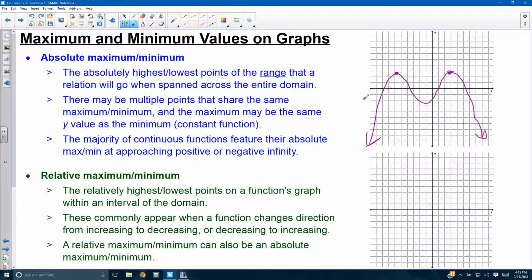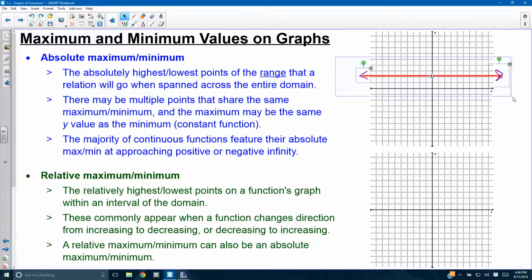The maximum and the minimum might be the same if you're looking at a constant function. So if I take this graph right here and I just go straight across, pretend like this was y equals 2. Your absolute min, y equals 2. They're both the same in that case. The majority of continuous functions feature their absolute maxes and mins at positive or negative infinity. Now, I don't know if that bullet point is necessary to say because that's not always true, but you might be approaching one of those two places quite often, in which case you only need to list one of them, especially when it's something like an even-powered function.